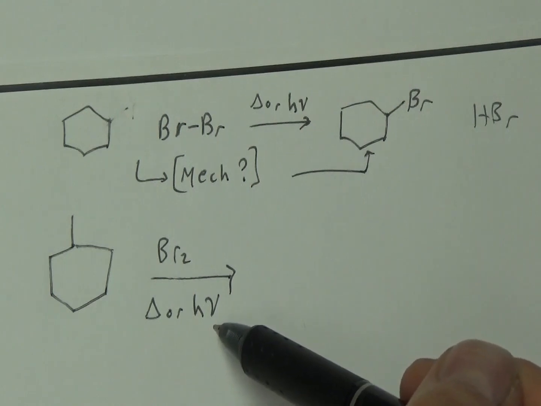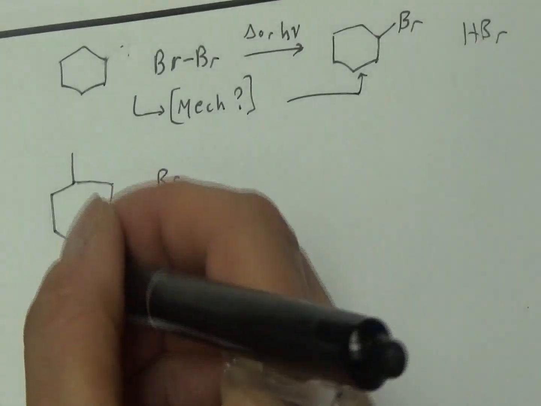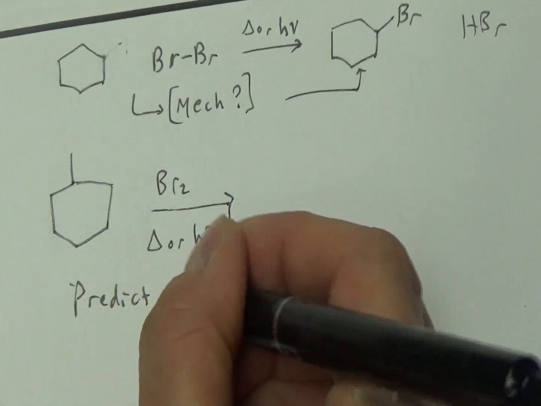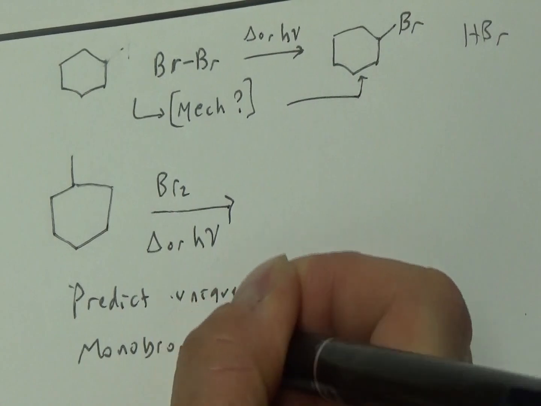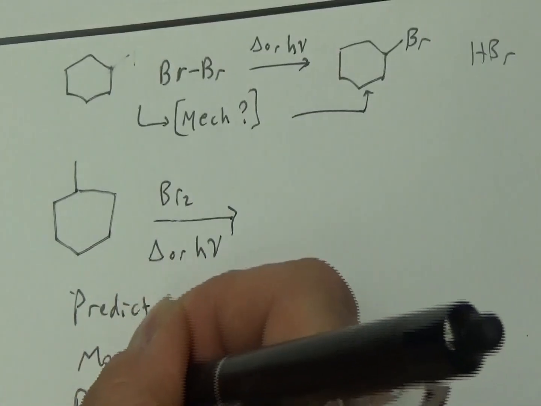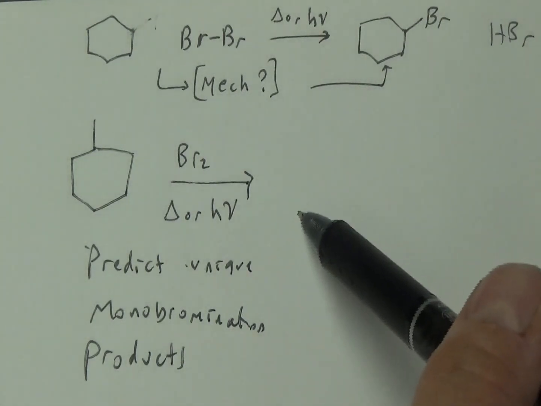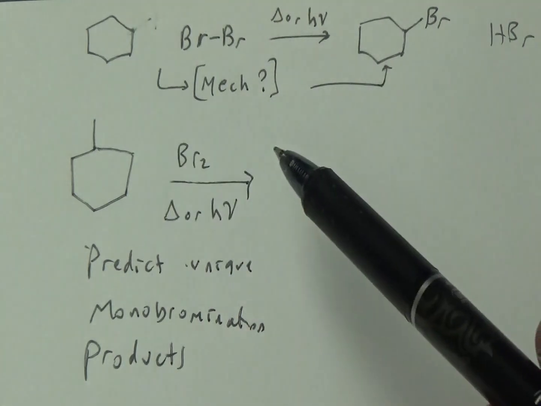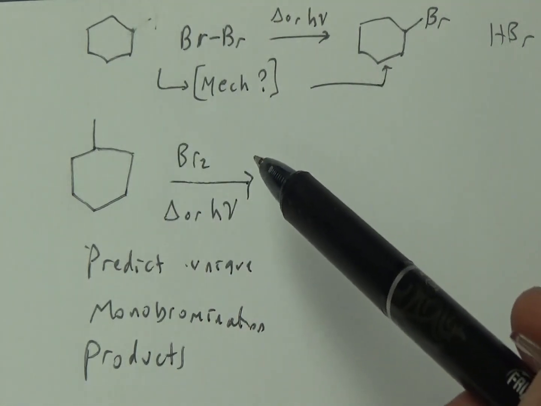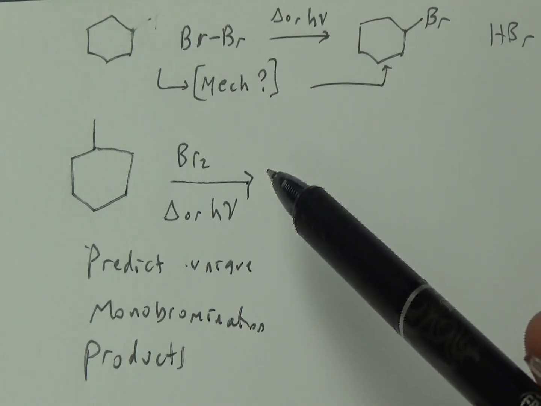We're just predicting what the different monobromination products are. And it's a different kind of problem, right? Predict unique monobromination products. Okay, and so how would we do that? Well, I first look at this, and I can at least count how many unique monobromination products there will be. I like to do it first by counting, and then I'll draw them.